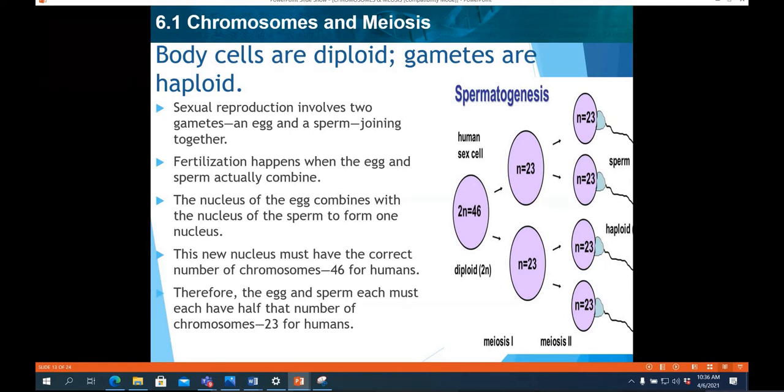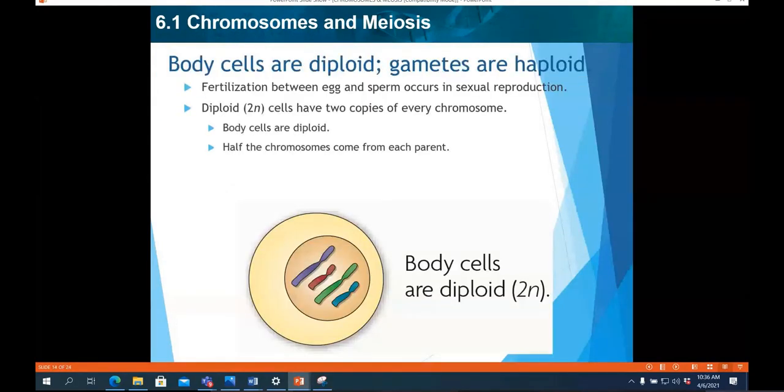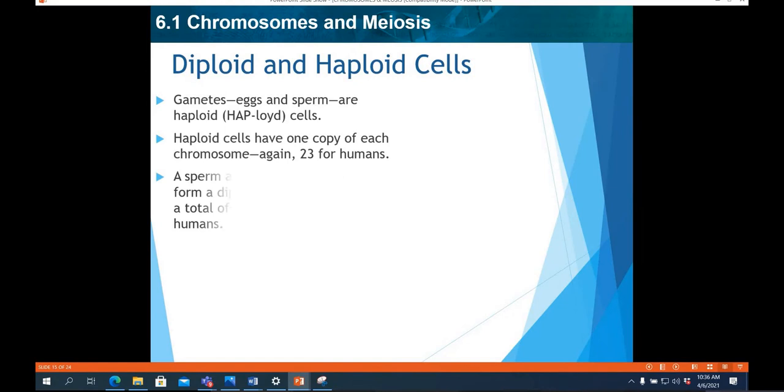As division happens in half, this process is considered meiosis. This new nucleus must have the correct number of chromosomes, which is 46 for humans, so that the child which is developing is a healthy child. As you can see in this picture, these are the body cells, which are known as diploid or 2N. Body cells are diploid and half the chromosomes come from each parent.